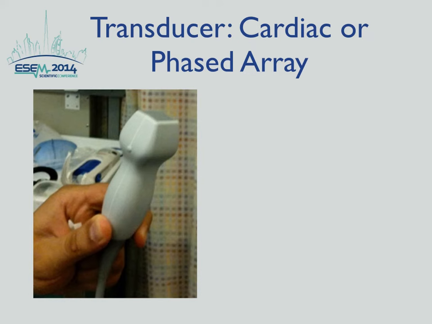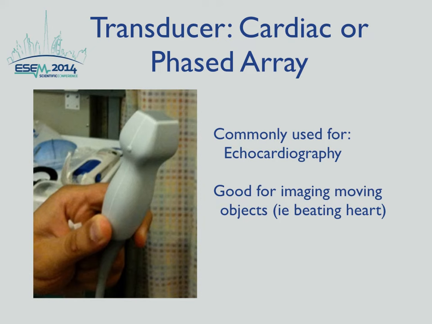A cardiac or a phased array probe is also a low-frequency probe. It's commonly used for echocardiography because the footprint is small enough to place it in between the ribs to get good images of the heart. And it's also very good for moving objects, for example, the beating heart. It has a narrow field of view.